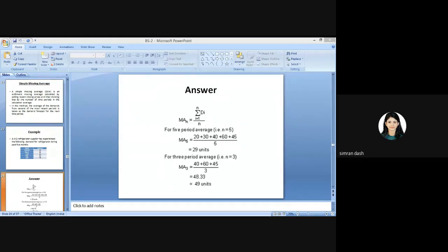So in this case, if both the averages are different, then sir, how will we forecast the demand? Because there's a huge difference.